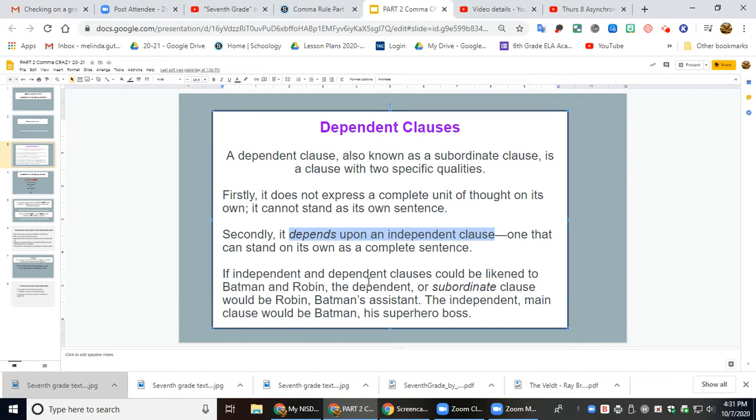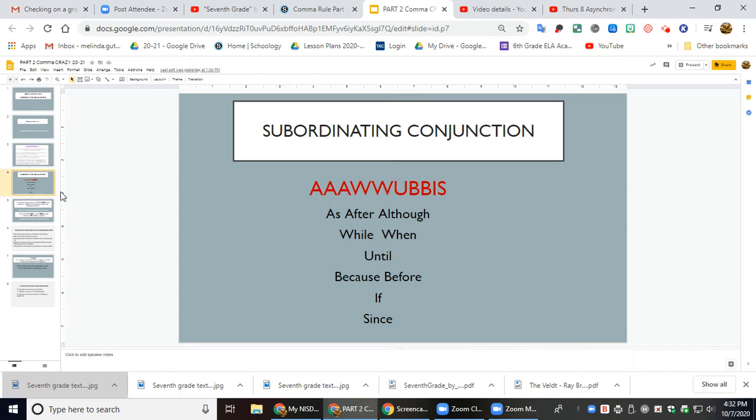If an independent and dependent clause could be linked to Batman and Robin, the dependent or subordinate clause would be Robin, Batman's assistant, and the independent main clause would be Batman, his superhero boss. Just a fun analogy for you.